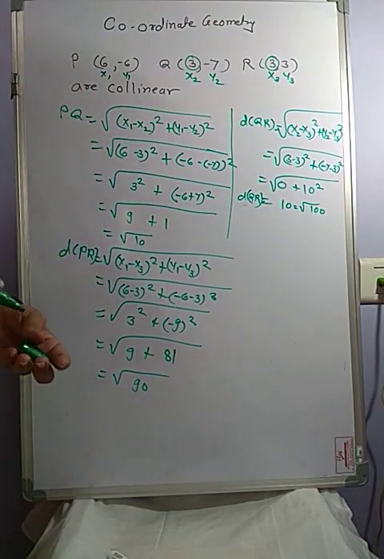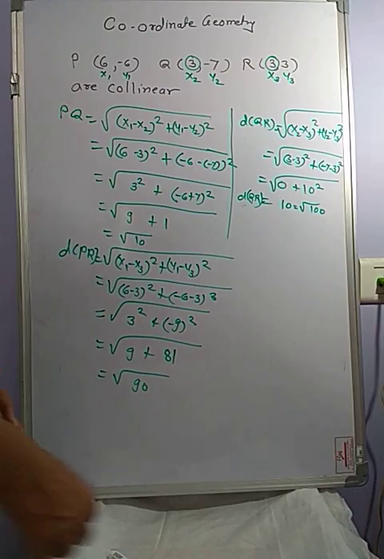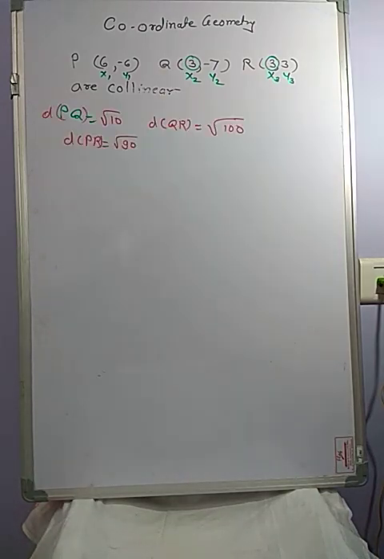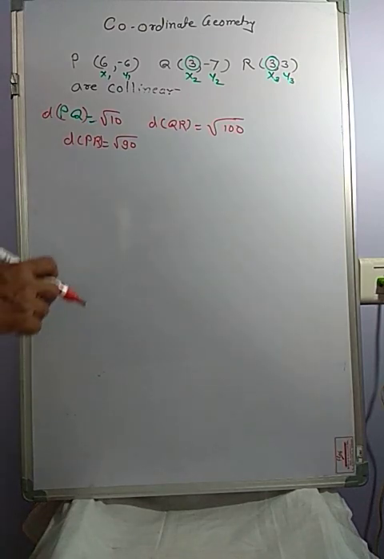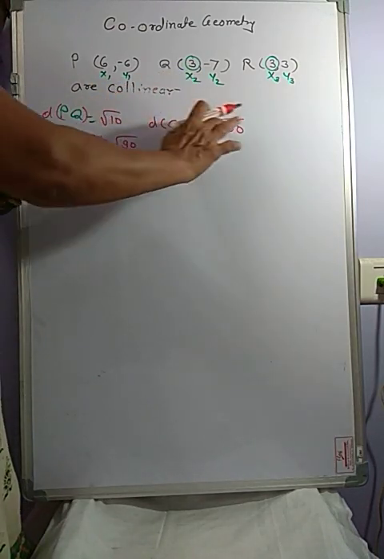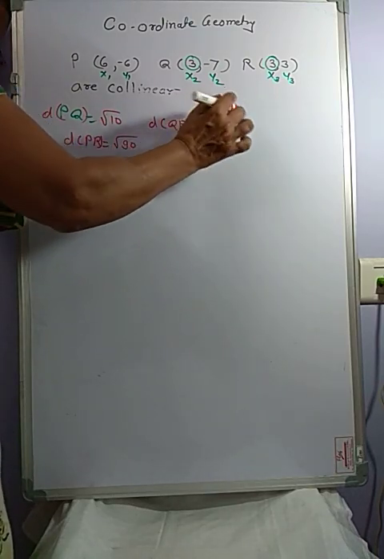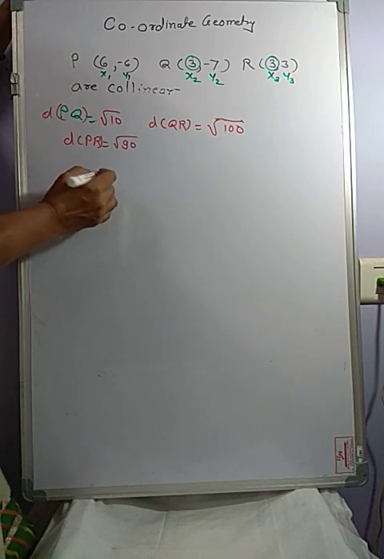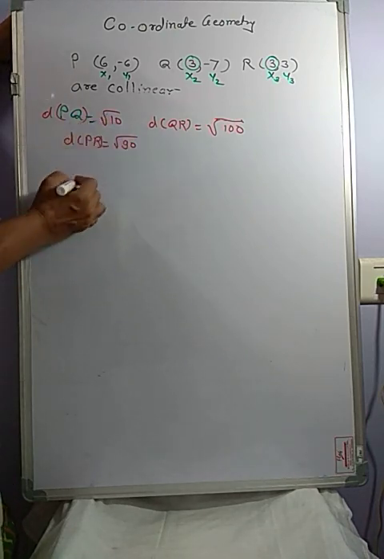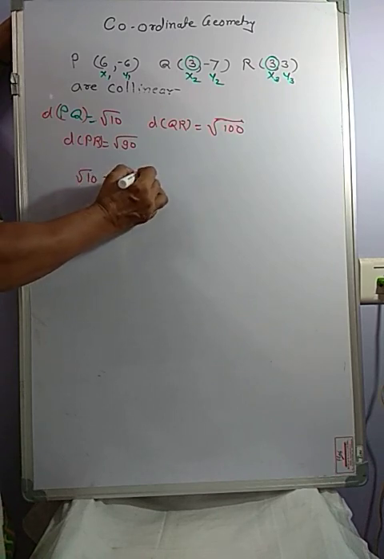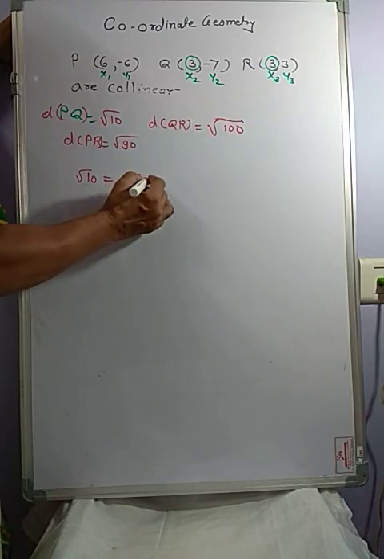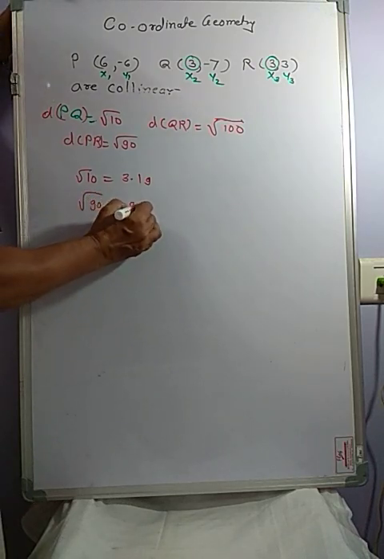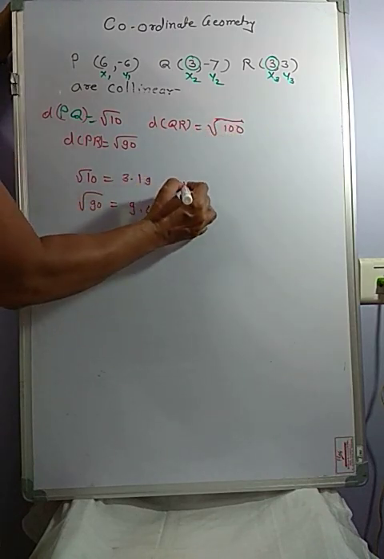Now, it may look like the square root of 90 and the square root of 100... We can see that the sum of the numbers inside the radical sign, 90 plus 10, is 100, and just by looking we might say that these points are collinear, but it is not so. What is the square root of 10? It is about 3.16. What is the square root of 90? That is about 9.4, and the square root of 100 is 10.